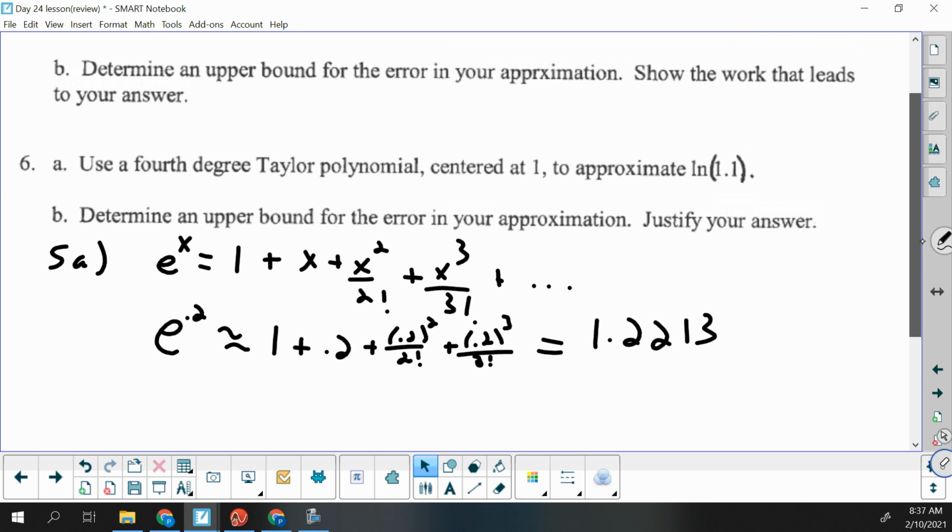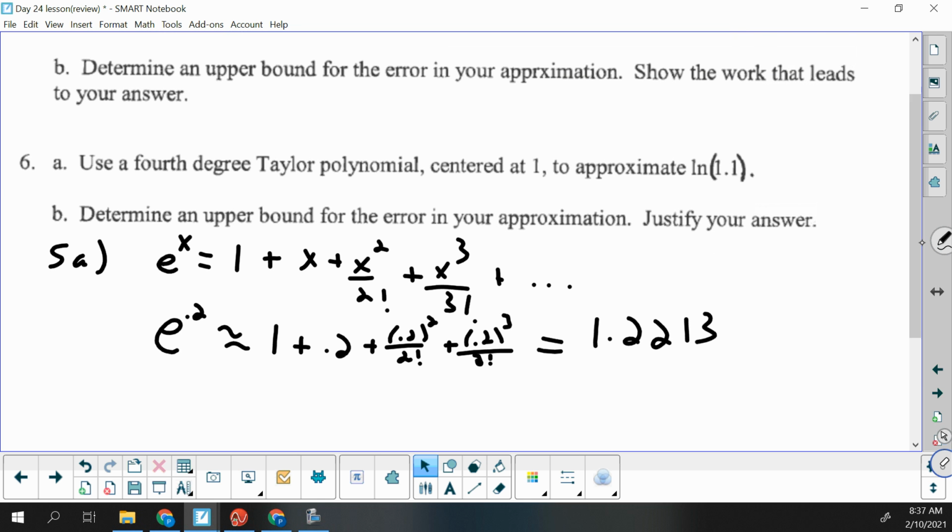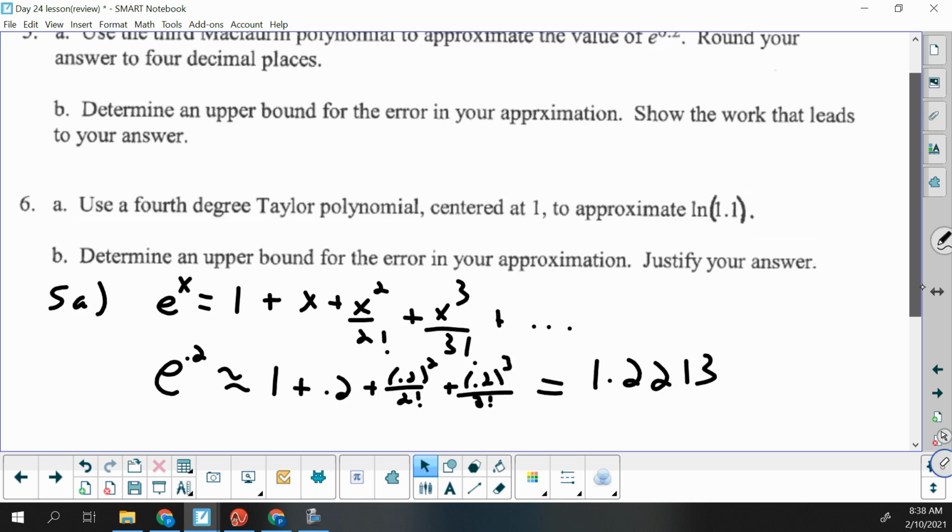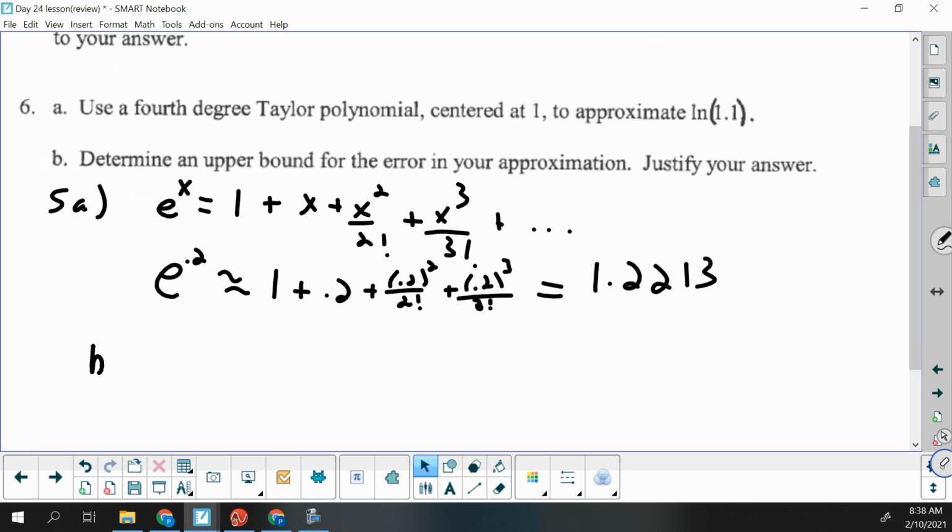So then we wanted to determine the upper bound for our error in our approximation. So of our 2 errors, we have Lagrange and we have alternating series error bound. This was not alternating, so we have to use Lagrange. So we're on the interval from 0 to 0.2 because our center with a Maclaurin was at 0 and we were subbing in 0.2.